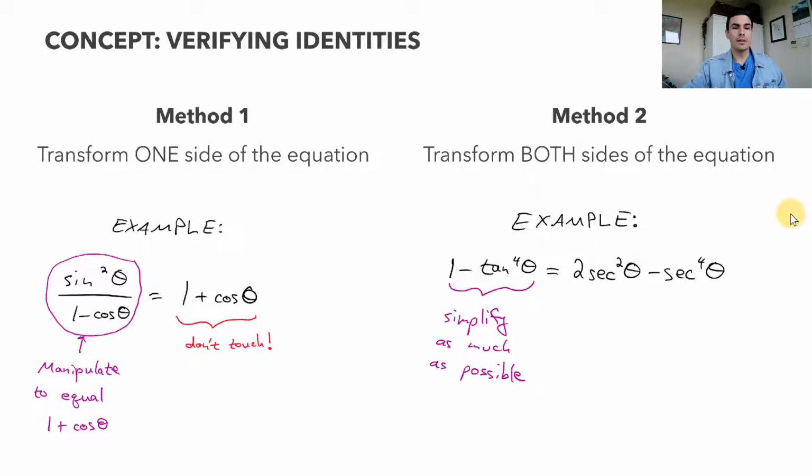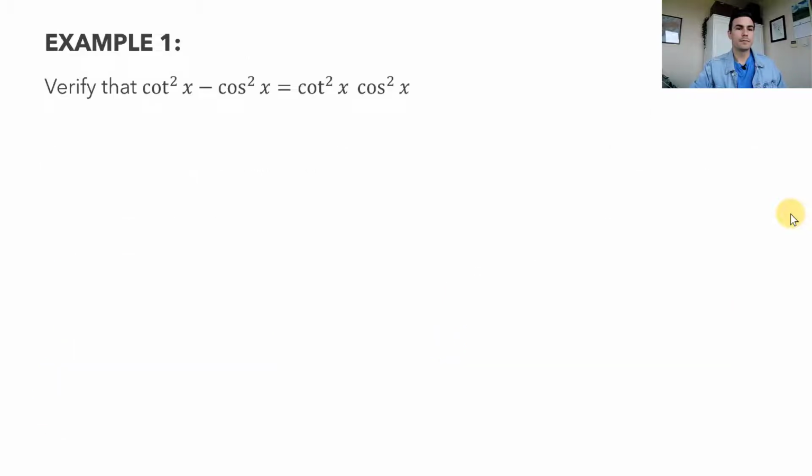So I would simplify the left-hand side as much as possible, and I would simplify the right-hand side as much as possible. Okay, so that's it. Those are our two methods. That's what we're doing today. Let's get into our examples.